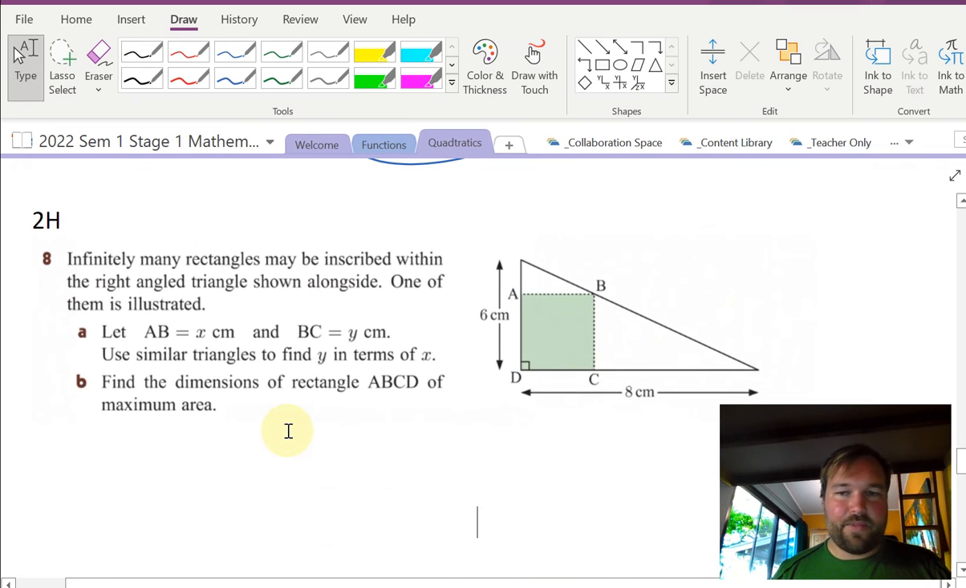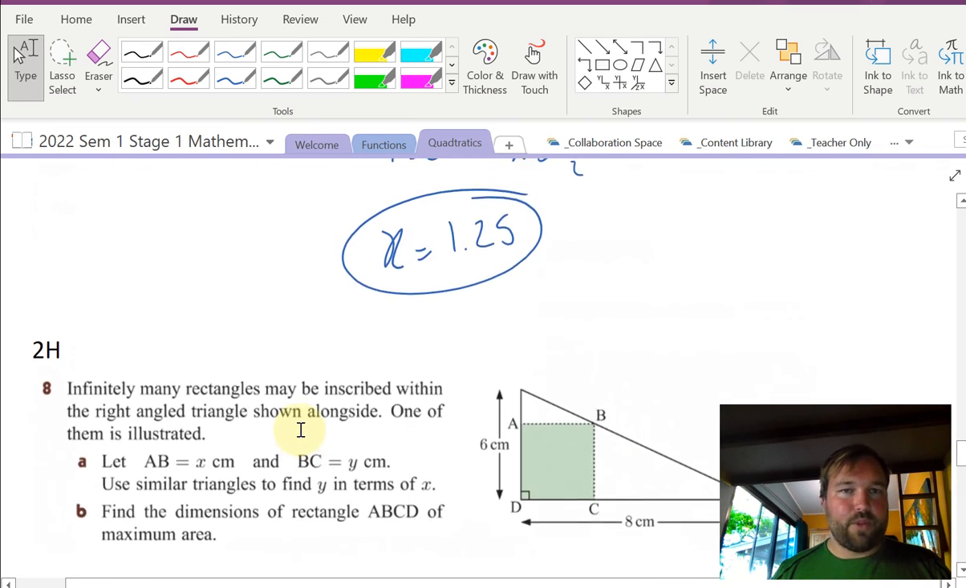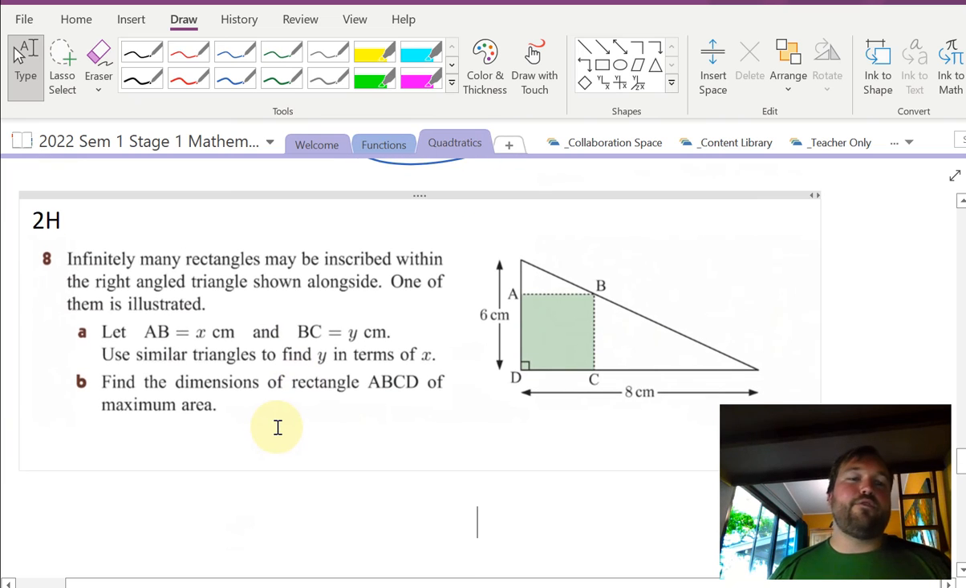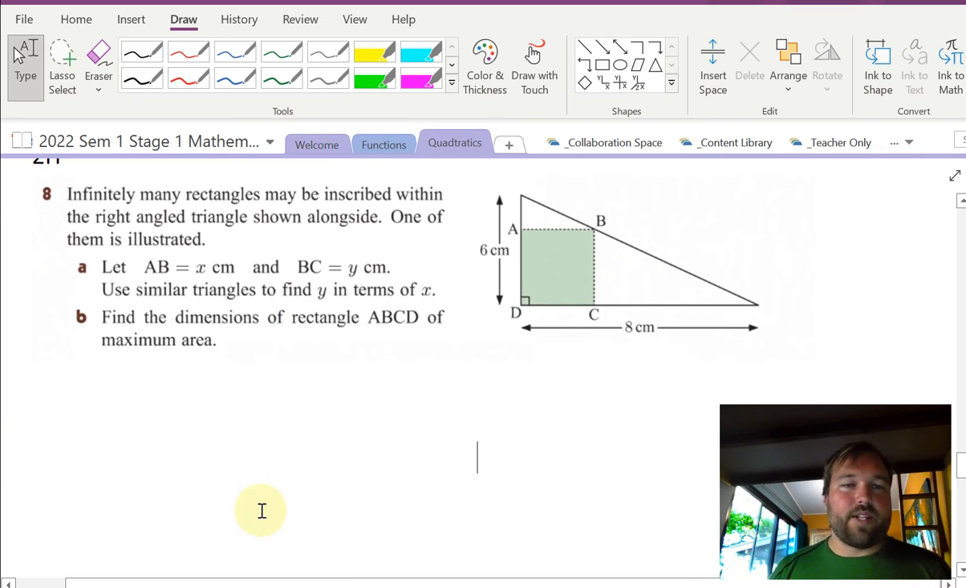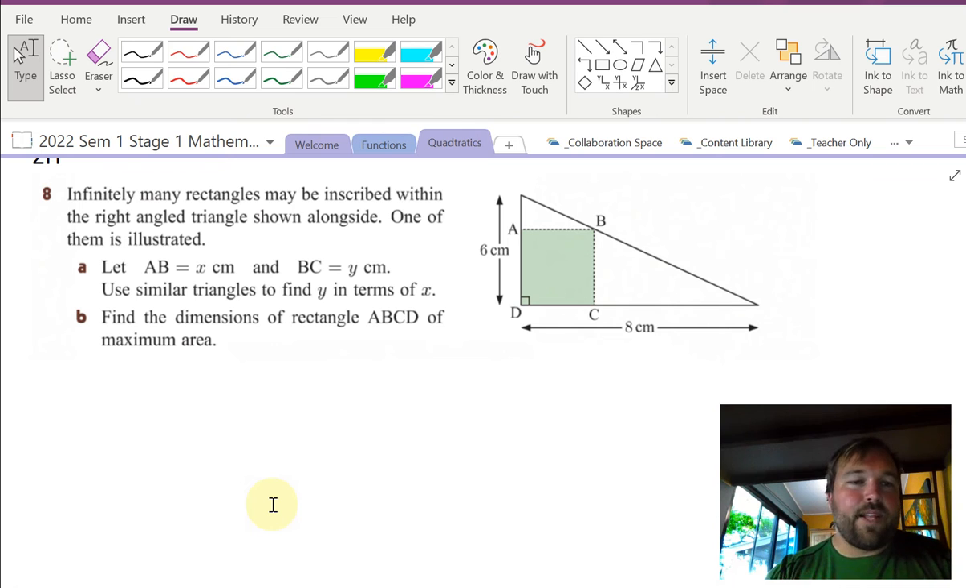Alright, question 8. This is the last one. Good work, guys. Infinitely many rectangles may be inscribed within the right angle triangle shown alongside. One of them is illustrated. This is very much a stage 2 exam question style.